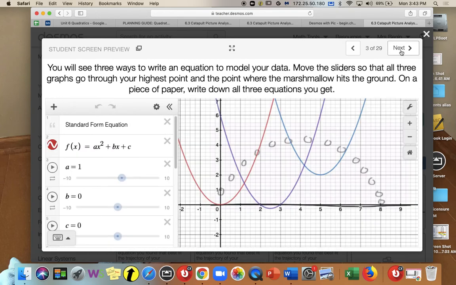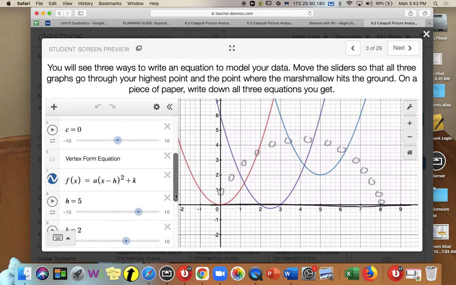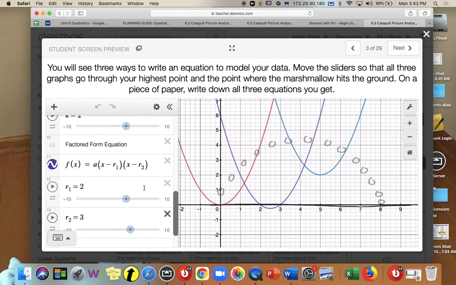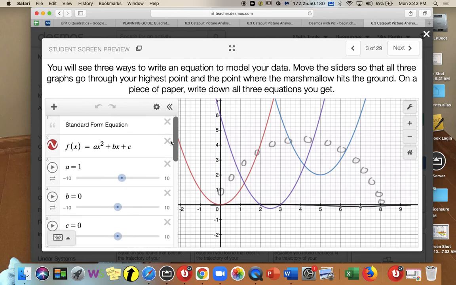Once you upload it, there are three forms of an equation that we're going to look at. One is called standard form, ax squared plus bx plus c. One is called vertex form. Again, there's the a and the x, but now it has a minus h squared plus k. And then there's something called factor form. Factor form again uses the same a value, but now we have an r1 and an r2 value. So we're going to play around with these sliders and see if we can get them to match our parabola.